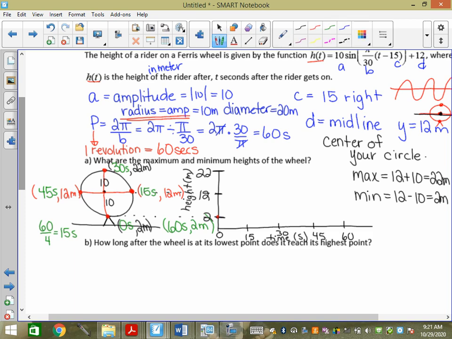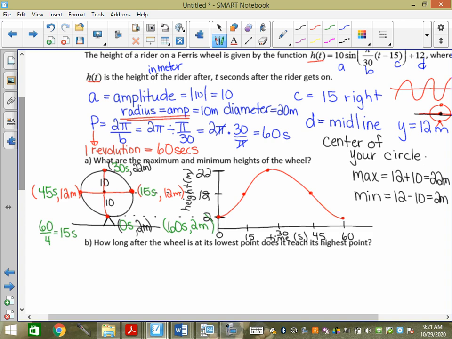So now we can plot our points. We have 0 and 2. We have 15 and 12. We have 30 and 22. We have 45 and 12. 60 and 2. And we round it. It doesn't look like a pointy mountain. It looks like a nice rolling hill. Okay? Not a pointy mountain, a rolling hill. So now we can answer any questions we want. We can even make equations at this point. We have everything we need.